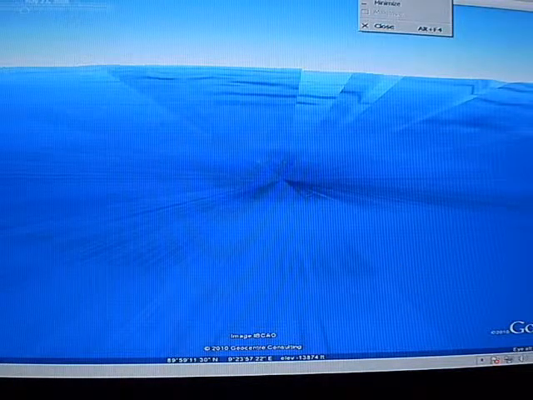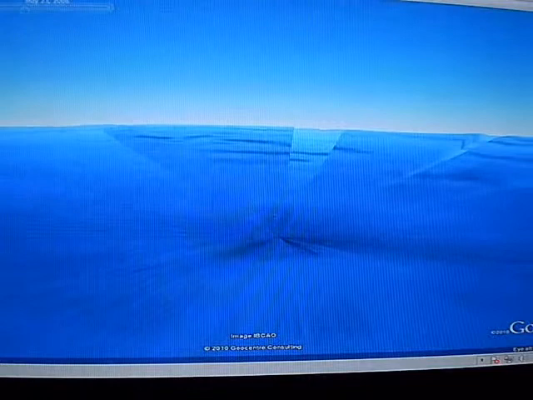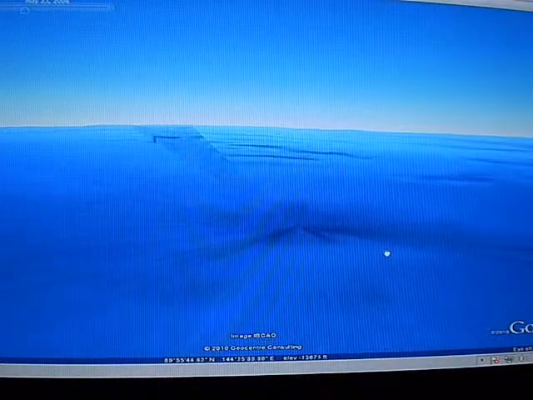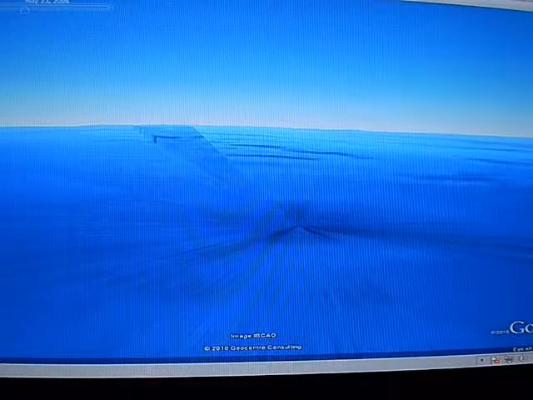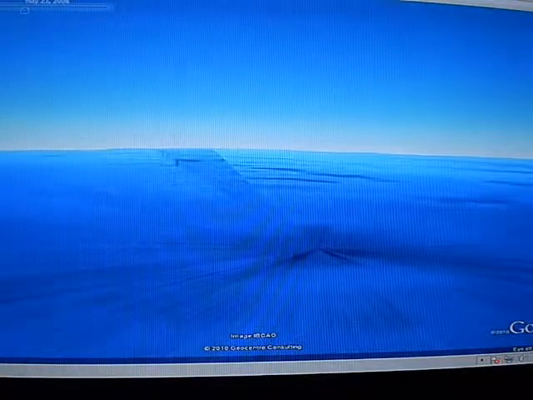Now what I'm going to do is go back to a different angle again, and we're going to see if we can pick up... No, okay, I've gone too far. But again, I've picked up a topographical.